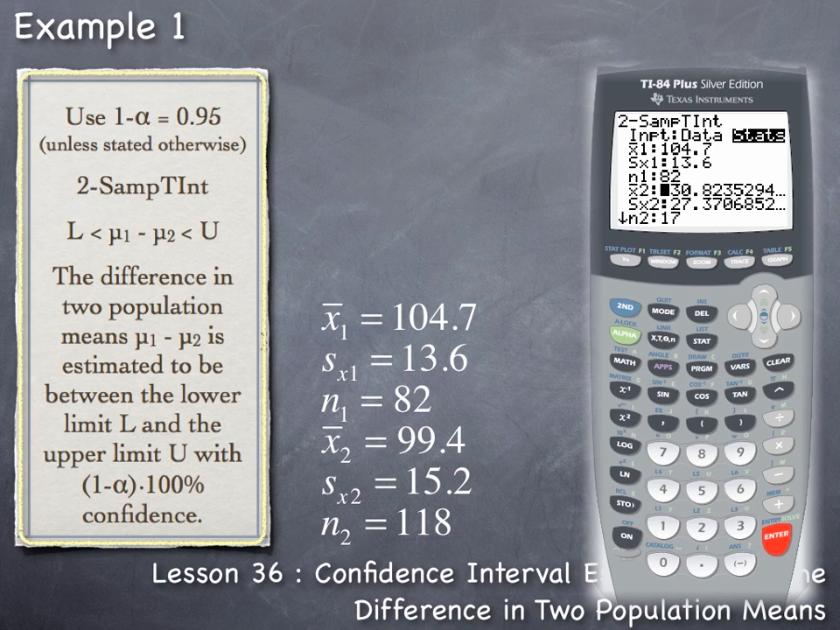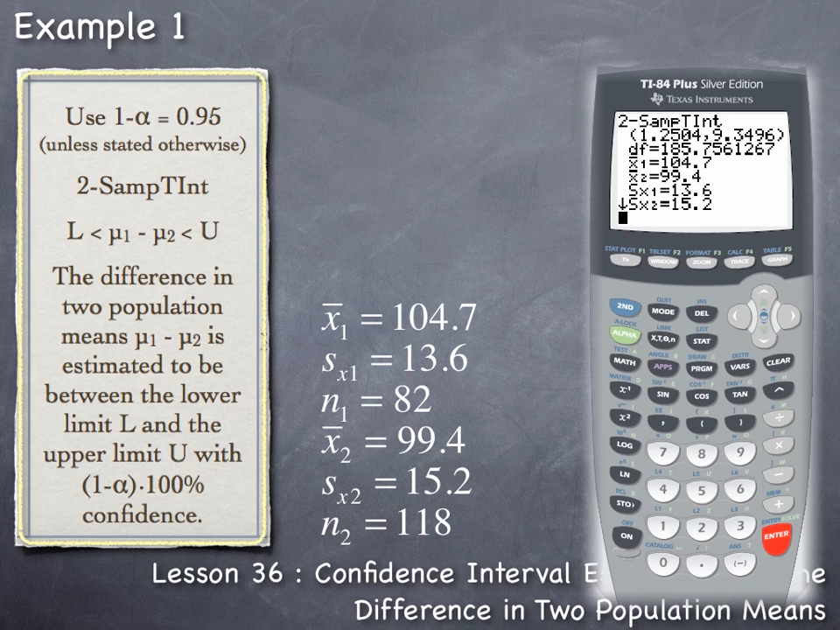x bar 2 equals 99.4. Enter. Sx2 equals 15.2. Enter. n2 equals 118. Enter. The confidence level is 0.95, the customary level. Pooled is no, because we're not doing the pooled approach. Down arrow to calculate. We press enter.